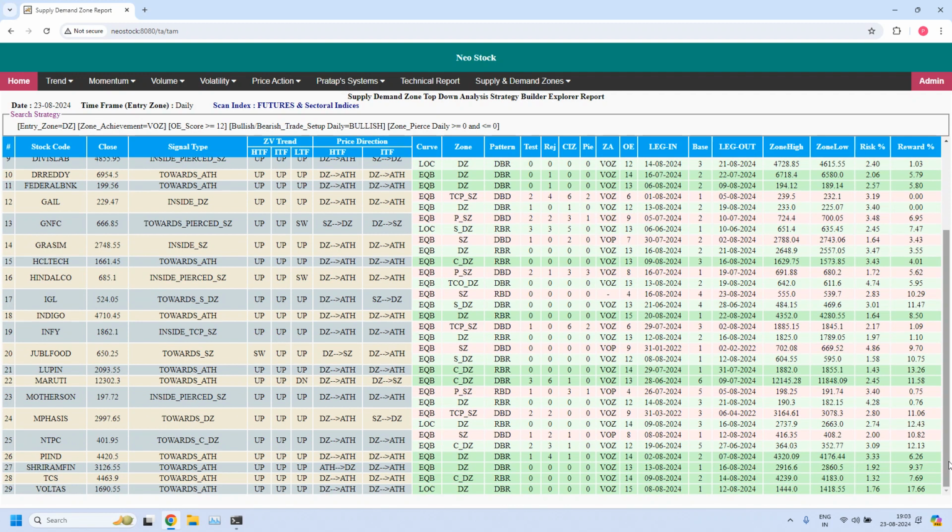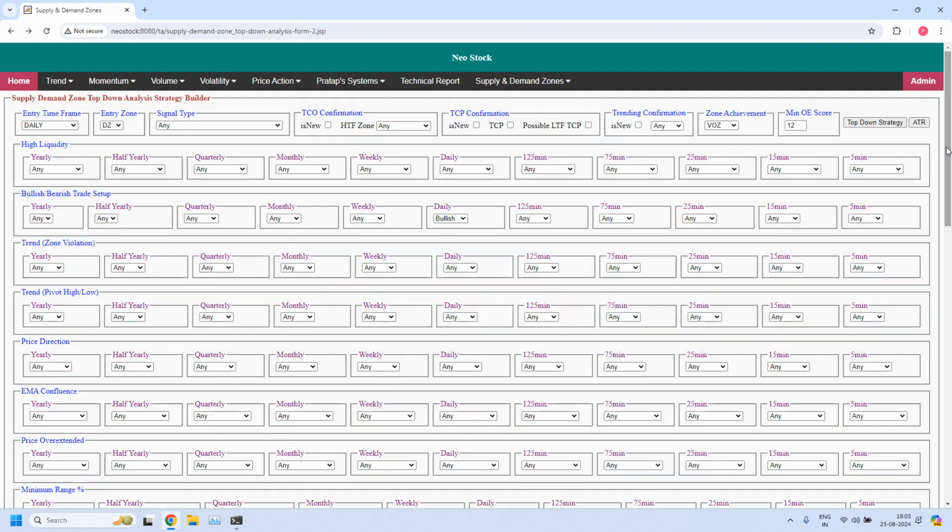Now let us add one more filter. Let us check any of these HTF zones are also having EMA confluence. After that, let us verify zone confluence. So monthly zones are having, because monthly is HTF time frame, always EMA having a HTF confluence. That is a very good trade setup.